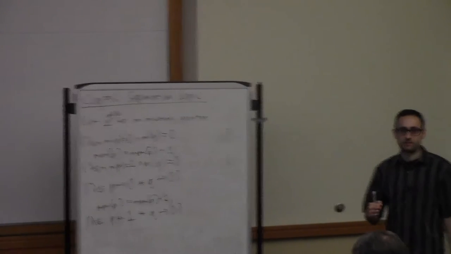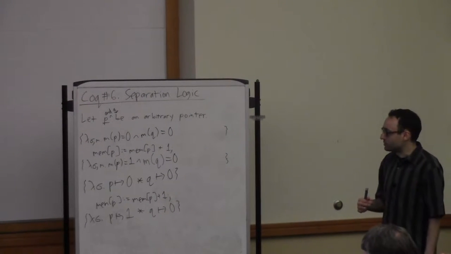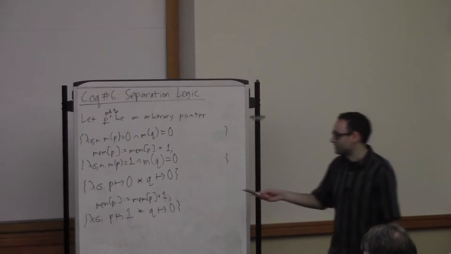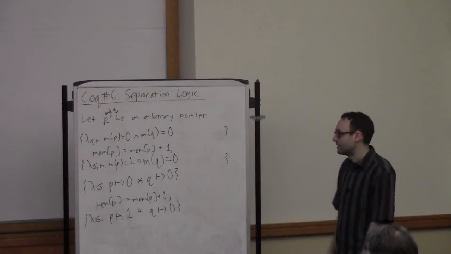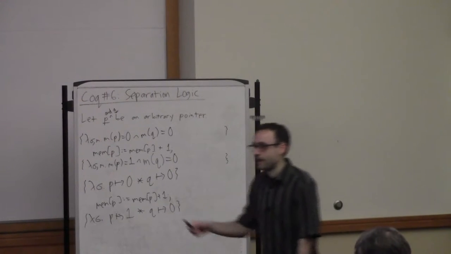to apply throughout our specifications to get all these aliasing assumptions to sort of pop up for free without the extra effort of, say, having an extra part of the precondition that says P is not equal to Q, and then if we had 10 variables, we'd have 10 choose 2 of these not equal to assumptions, and it wouldn't be any fun at all.